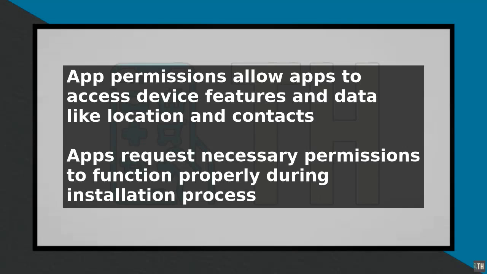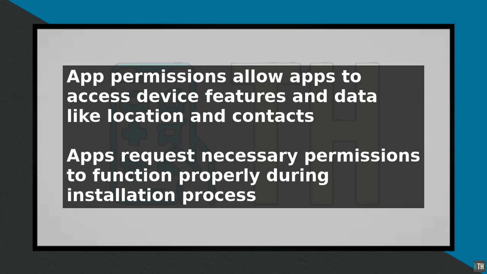To allow and deny app permissions on Android, you need to understand the concept of app permissions and how they work. App permissions are used by apps to access certain features and data on your device, such as your location, camera, and contacts. When you install an app, it will request the necessary permissions to function properly. You can choose to allow or deny these permissions depending on your preferences.